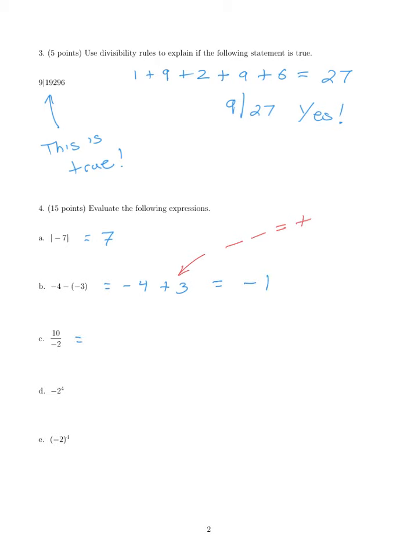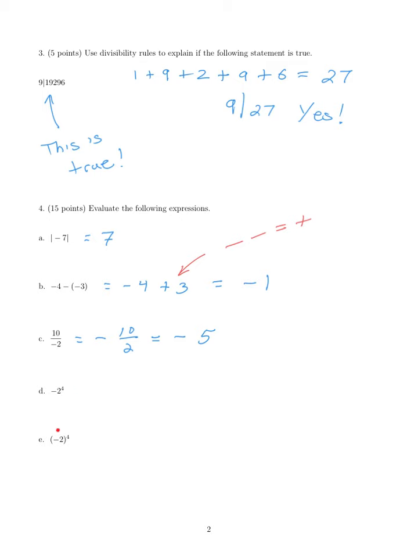For part C, here we're dividing 10 by negative 2. Just like with multiplication, if you're dividing two numbers and one of them is negative, the entire answer overall is negative. This is the same thing as negative 10 divided by 2. And 2 goes into 10 a total of 5 times. Parts D and E are very similar to each other.